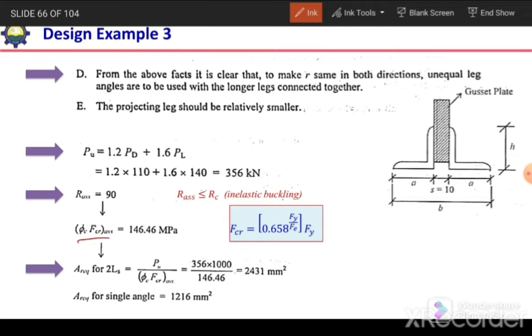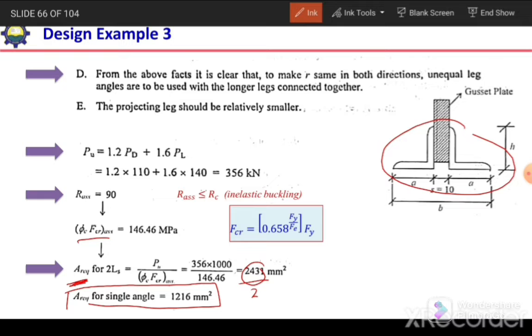Once we have the phi c Fcr value, we can calculate the area required for the double angle or the built up section. Pu divided by phi c Fcr will give us the required area, and this required area is for the double angle. For a single angle it will be half of this, so we divide it by 2. So the area required for a single angle will be 1216 millimeter square.